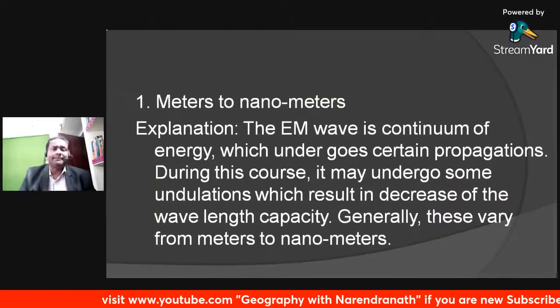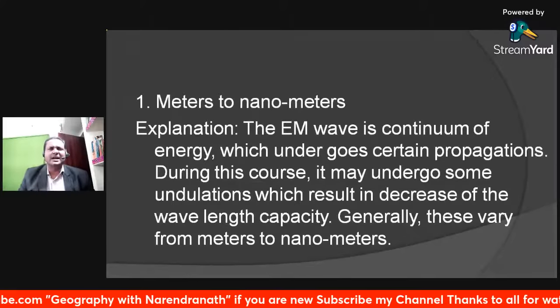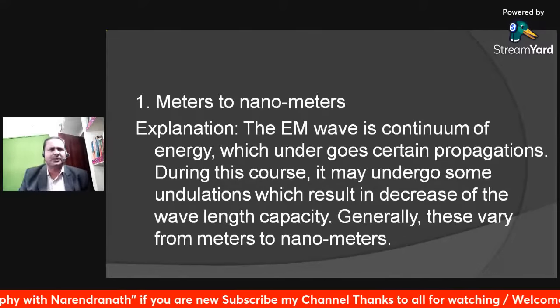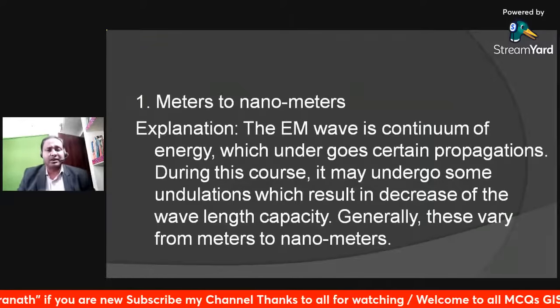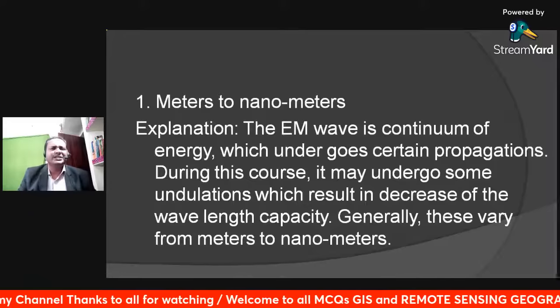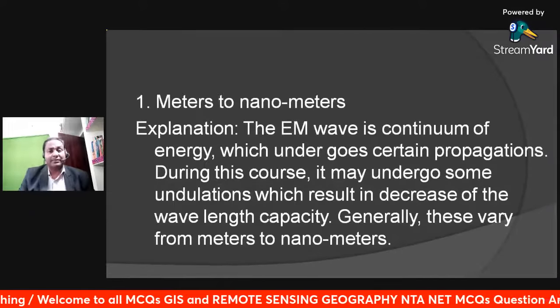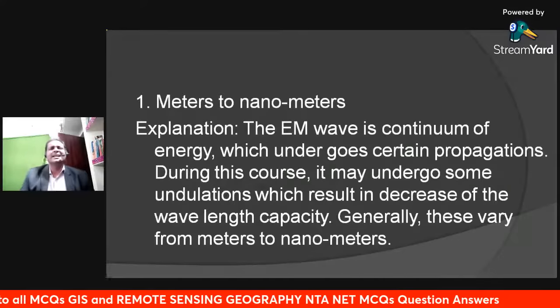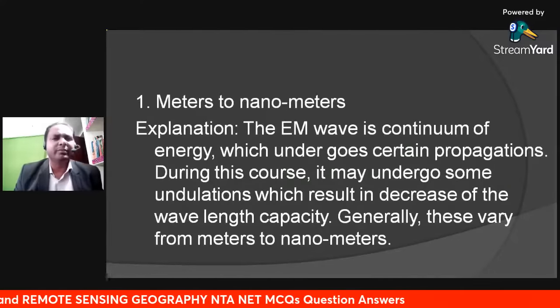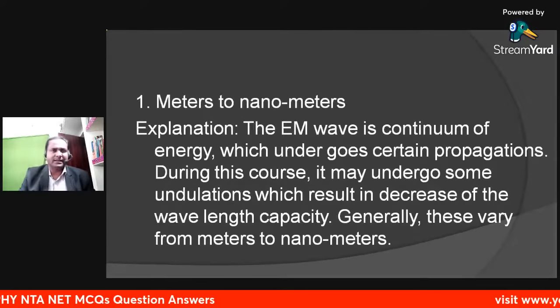The electromagnetic wave is a continuum of energy, which undergoes a certain propagation during its course, and it may undergo some undulation resulting in a decrease of wavelength capability, and generally this varies from meter to nanometer, which is the correct answer. Option 1 is the correct answer.